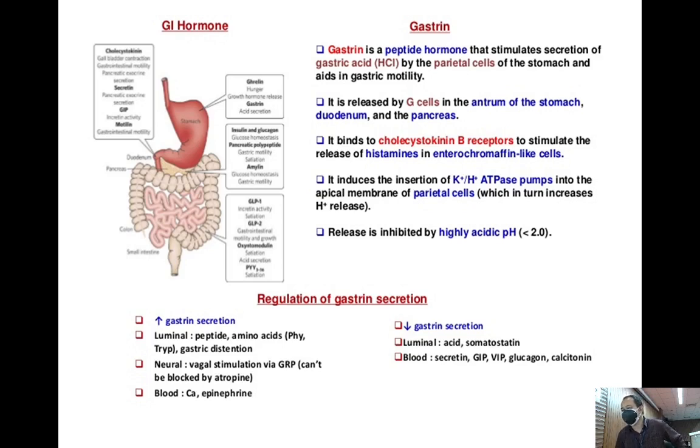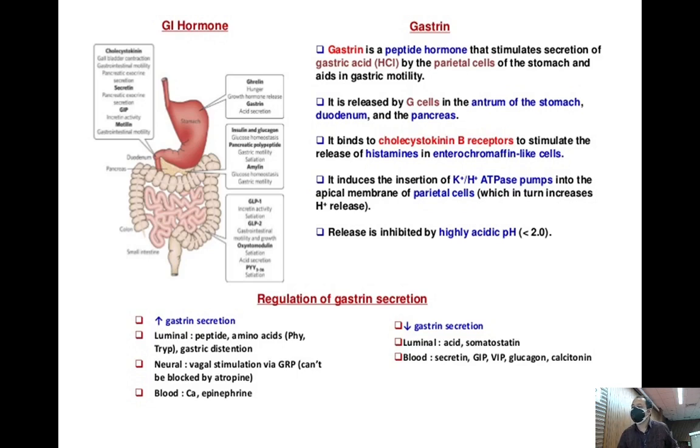Okay, then of course you have somatostatin. We'll come back to this. This is a hormone that inhibits the secretion of almost all hormones in the GIT. Okay, and of course other hormones like secretin, GIP, VIP, glucagon, calcitonin also play a role in decreasing the secretion of gastrin from the G cell.